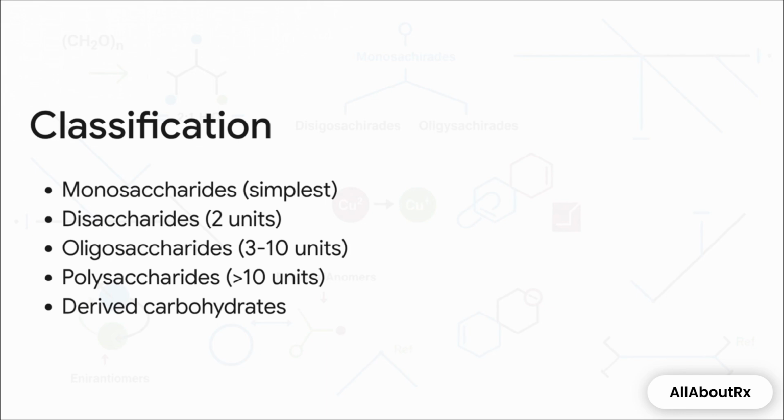And finally, we have derived carbohydrates. These are specialized sugars that have been altered by oxidation, reduction, or maybe the addition of amino groups. It's literally like biological Lego.